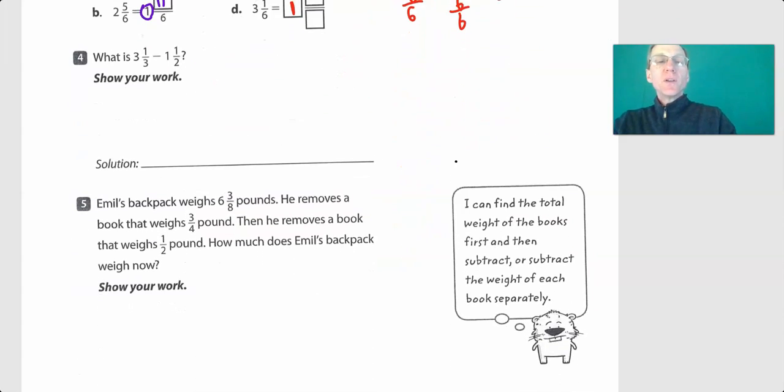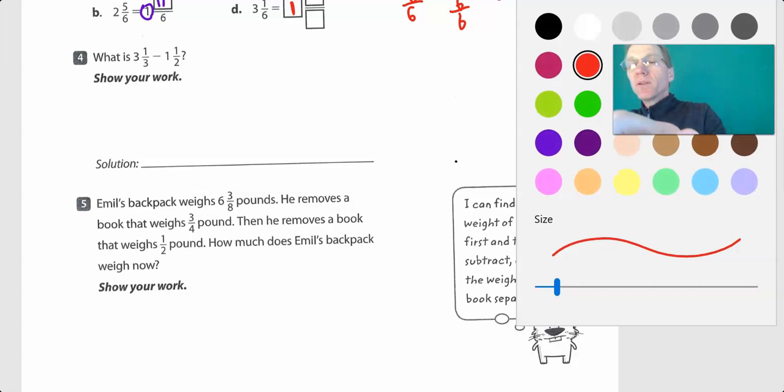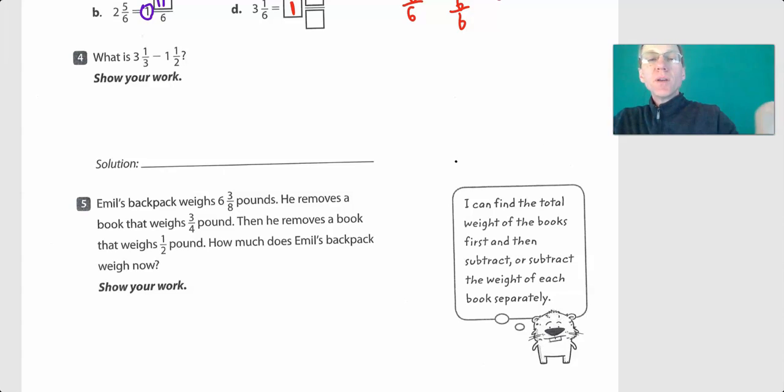What is 3 and 1/3 minus 1 and 1/2? So we have, let's change color here. Let's do brown. So we have 3 and 1/3 minus 1 and 1/2. So my denominators are not the same. I've got to fix that. I'm trying to get a better angle here on my camera. If I move to the left, it looks like I moved to the right. Okay, so we have 1/3 and we have 1/2. So we need a common denominator.